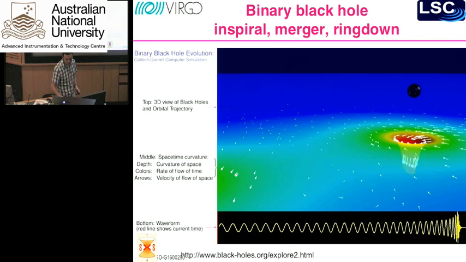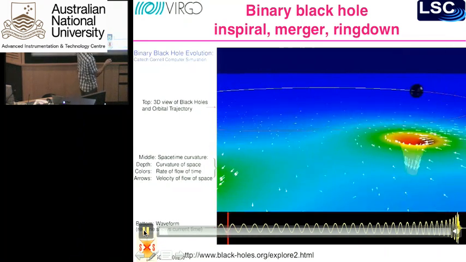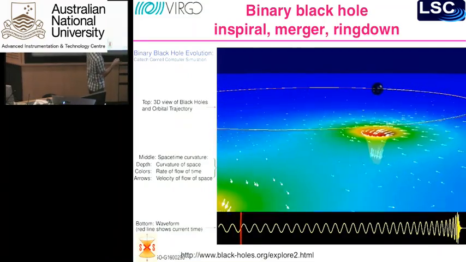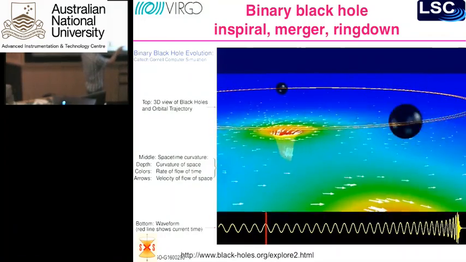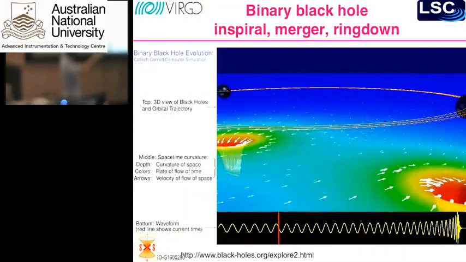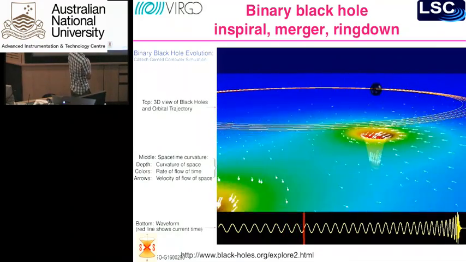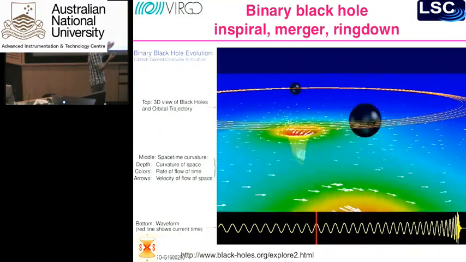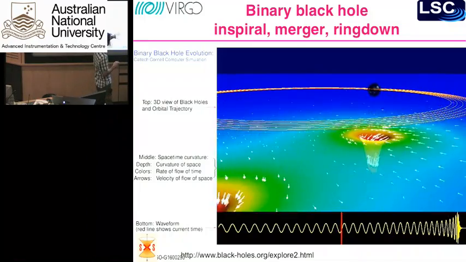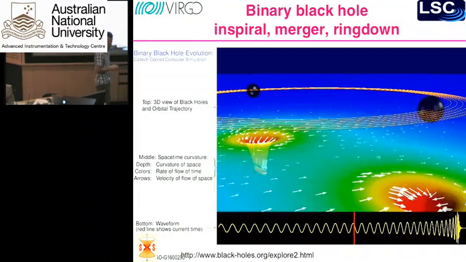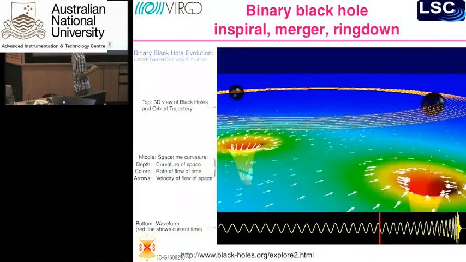This is also from Simulating Extreme Spacetimes, and this shows the black holes on the top here. That just shows you where they are, and then as they orbit around each other, they get closer and closer. The space-time is shown on the bottom. So the deformation there shows you the curvature of space. The color is the rate of flow of time near the black holes. So where it's red, the rate of flow of time has slowed down. And then the arrows show you the flow of space, effectively like the frame dragging, as space is getting dragged into the black holes and getting dragged around.